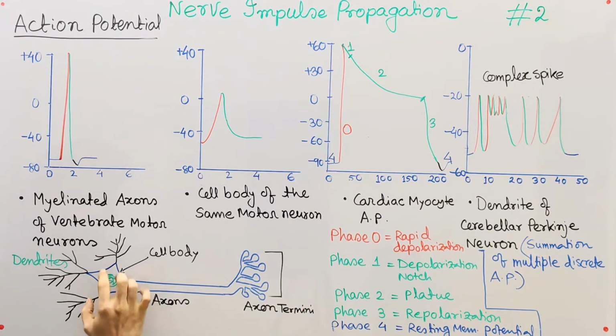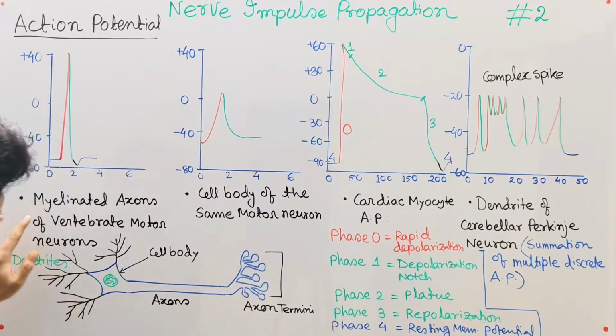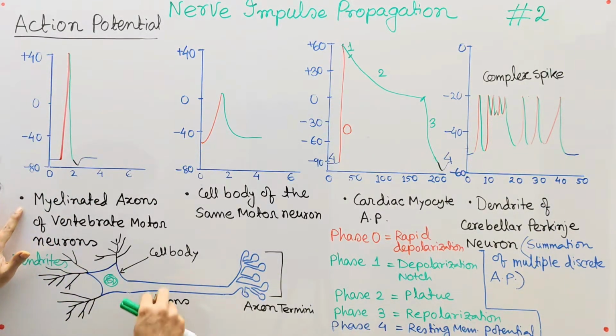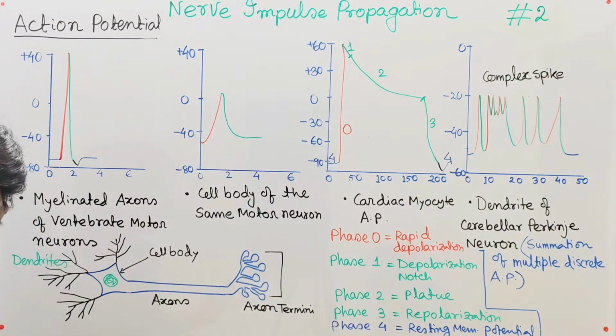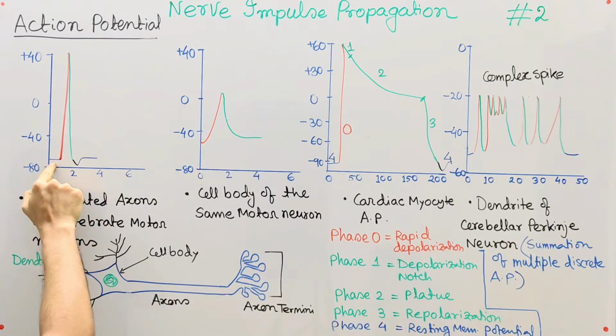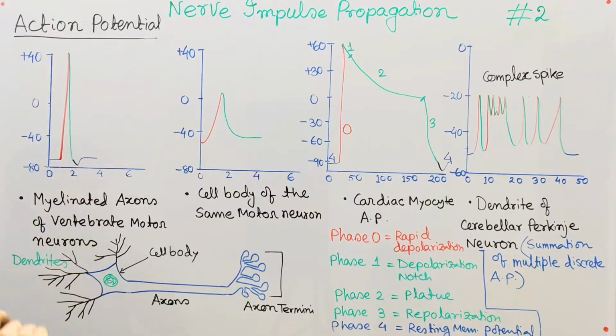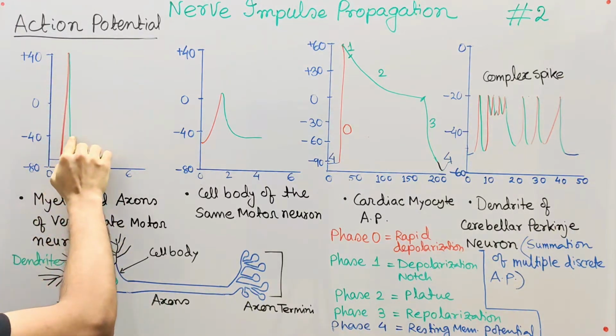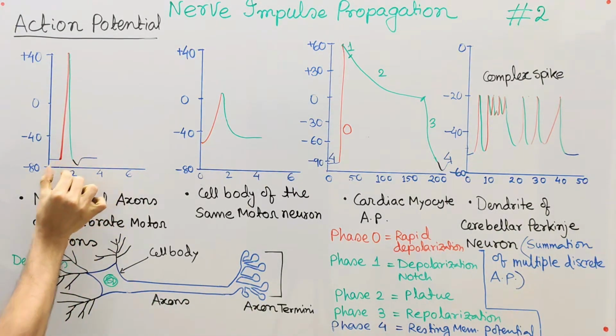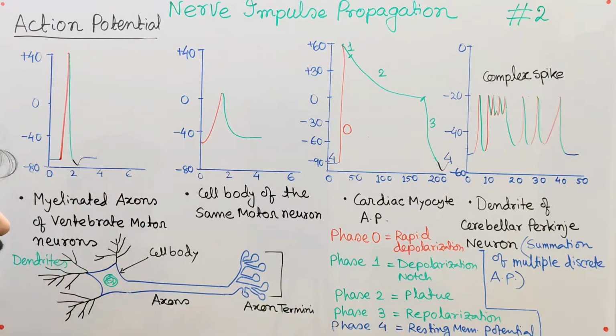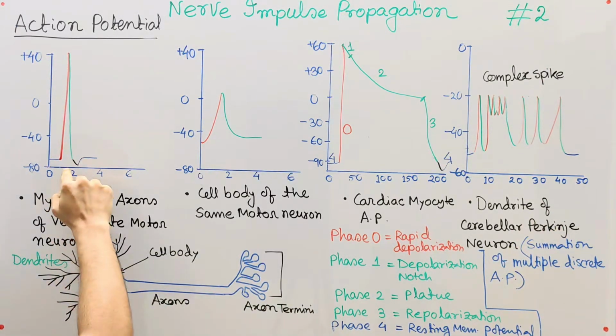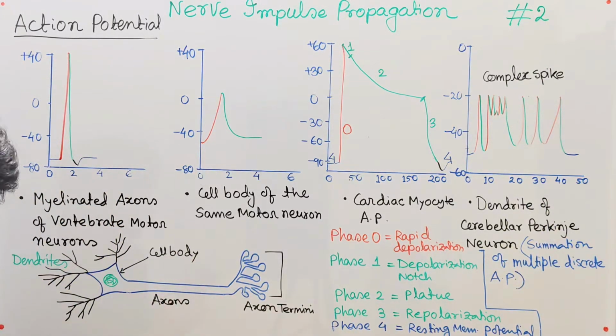This is the cell body, and these projections are called dendrites, and this is axon termini. Now, if we measure action potential in the axons of myelinated axons of a vertebrate motor neuron, you will get a graph of action potential, a typical graph where this is the resting membrane potential, this red line indicates depolarizations, the green line is repolarizations, and this black line is called hyperpolarizations, and ultimately it goes up to the resting membrane potential.